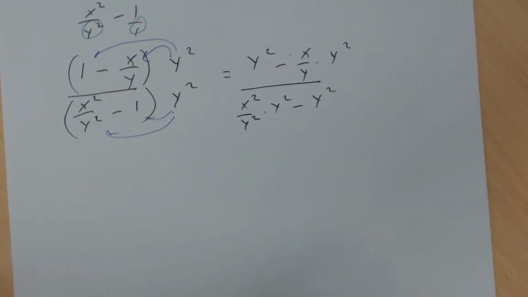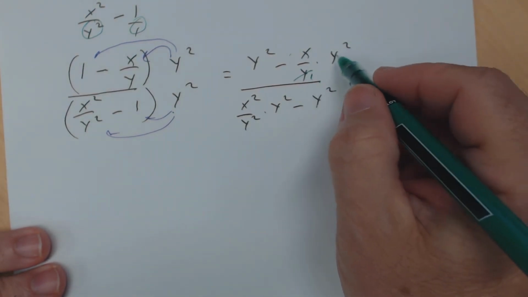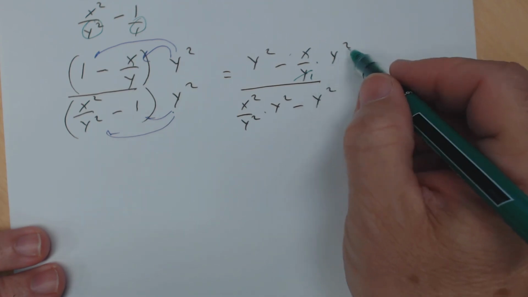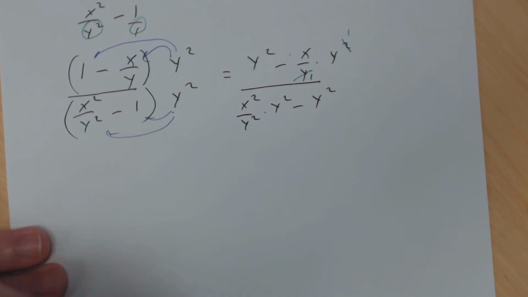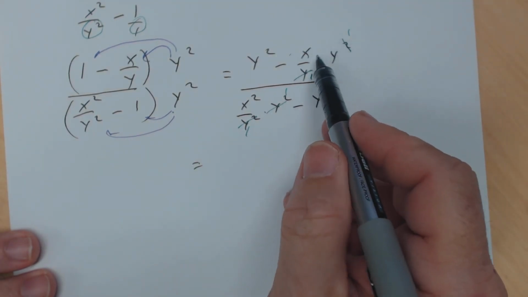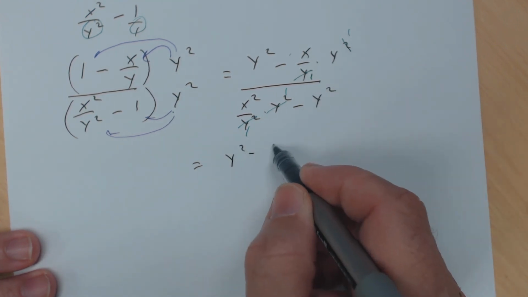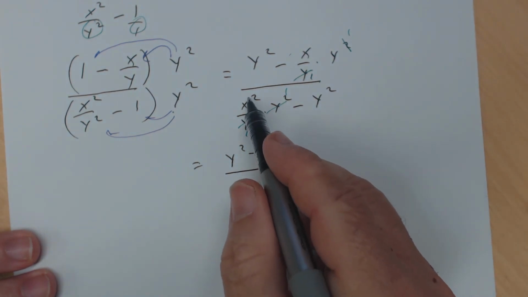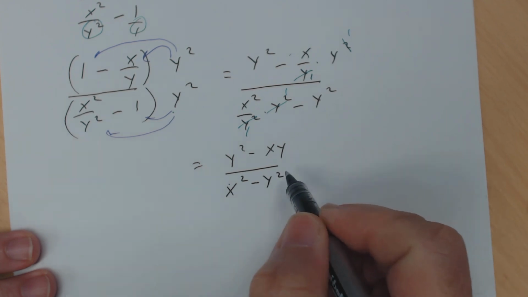Okay, so let's reduce. This y, you have one factor here, you have 2 here, so that divides out to a factor of 1. When you reduce this y with 2 factors here, you're only left with 1 y. Over here, these y squareds divide out, and that's all you have. And so I get y squared minus xy, divided by x squared minus y squared.